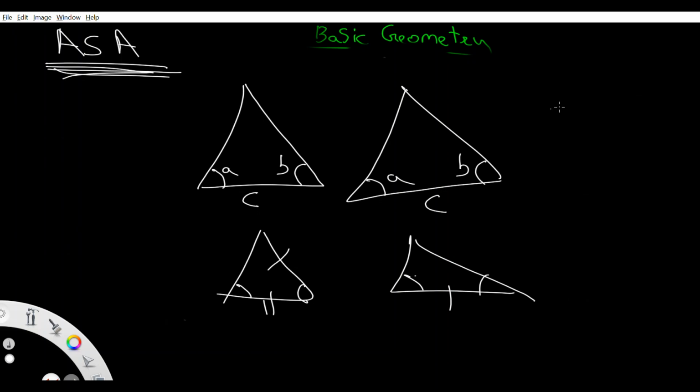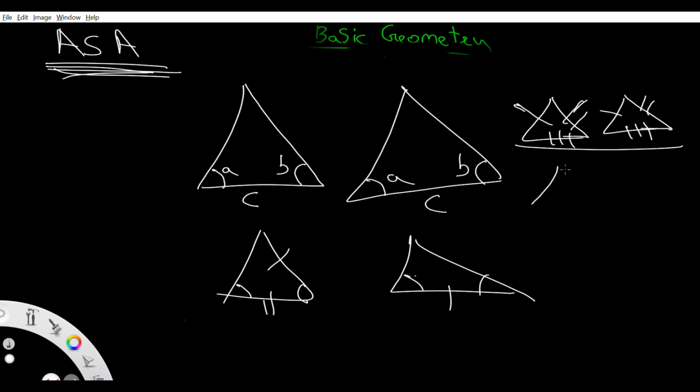Side, side, side is if you have two triangles with the same sides, then they are congruent. Side, angle, side is if you have two triangles with a side, an angle, and a side. The angle has to be in between those two sides for the side, angle, side theorem to work. This is important: the angle is between those two lines for this theorem to work.